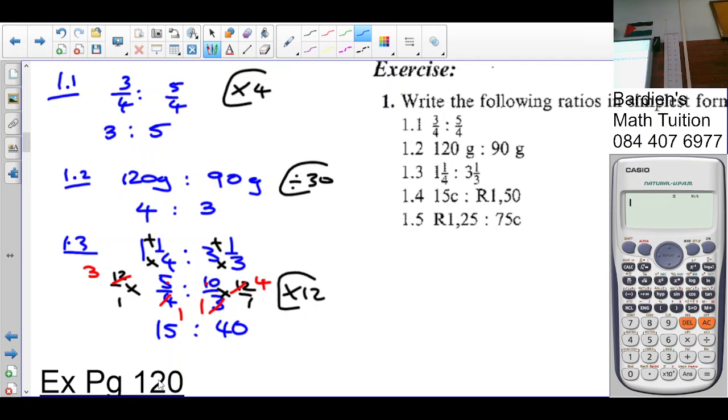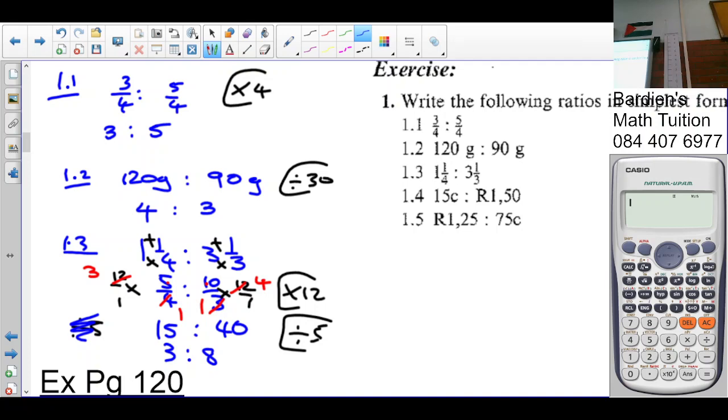So, is that in the simplest form? No. So what do I do? You divide throughout by 5. Okay, you can do it on either side. So you divide by 5, which is going to give you 3 is to 8. Fairly simple, no? Any confusion?